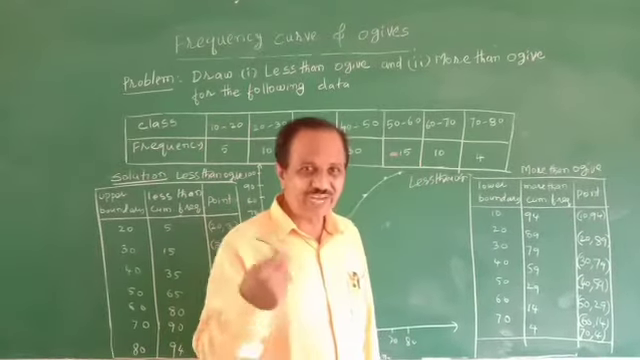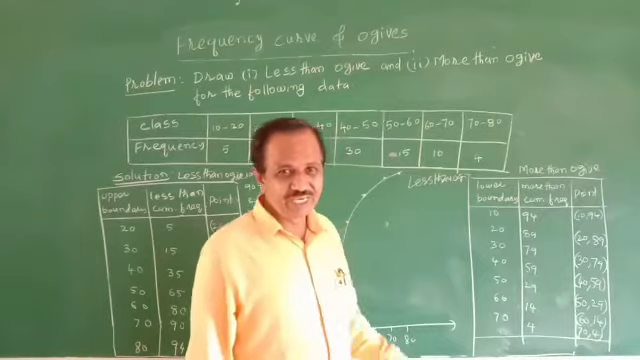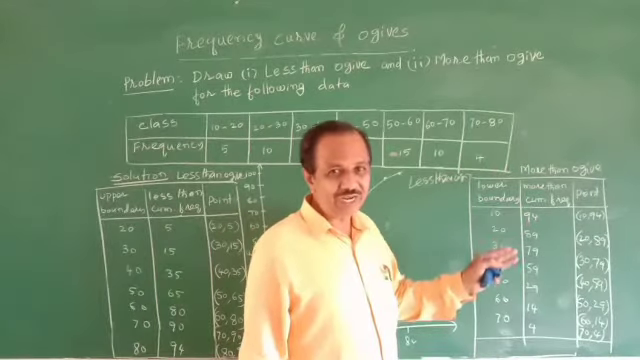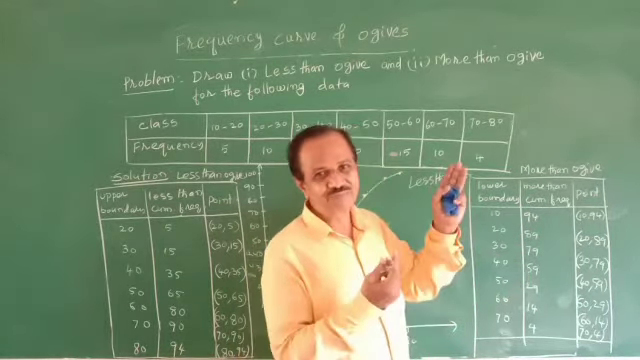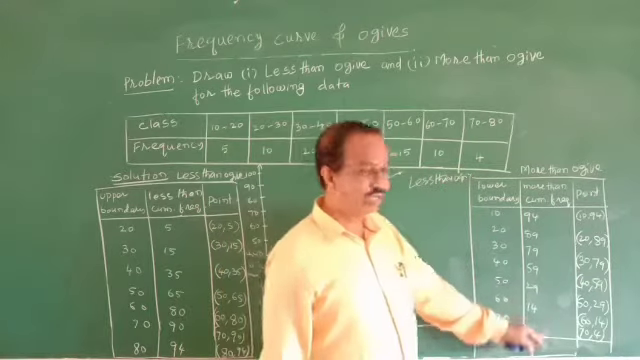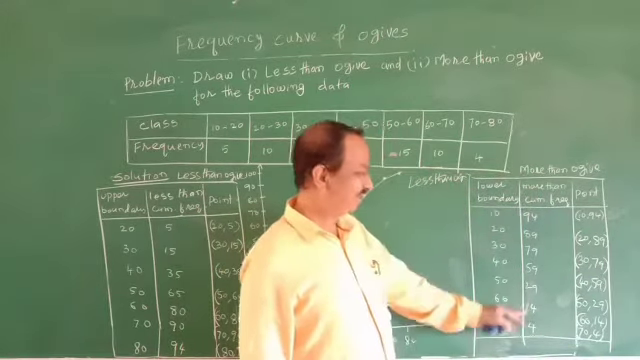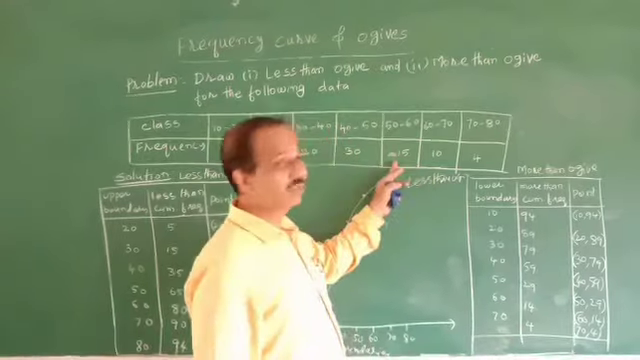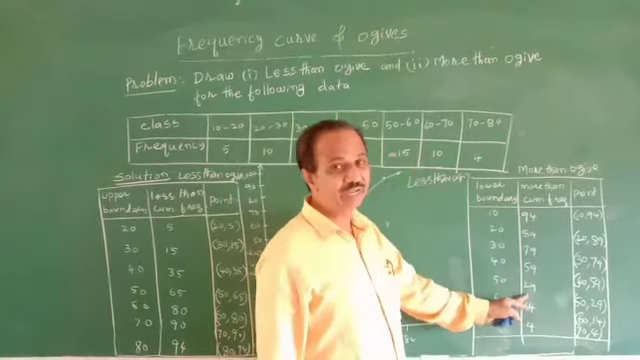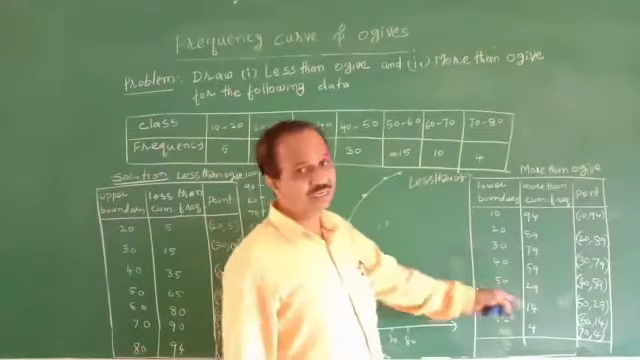Or we can also write in another way. Instead of subtracting, you start adding from bottom to top. That is, first write 4 here. Then 4 plus 10, 14. 14 plus 15, next 29. Next 29 plus 30. Like that also we can write.